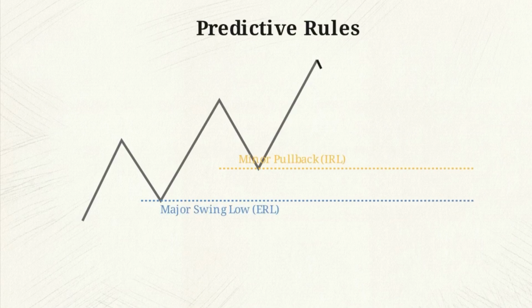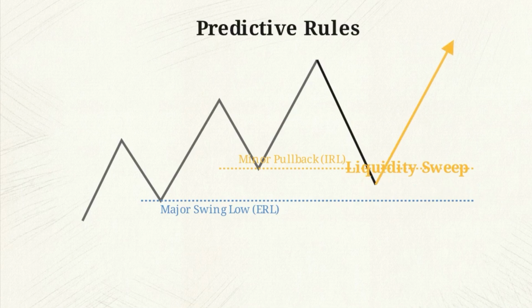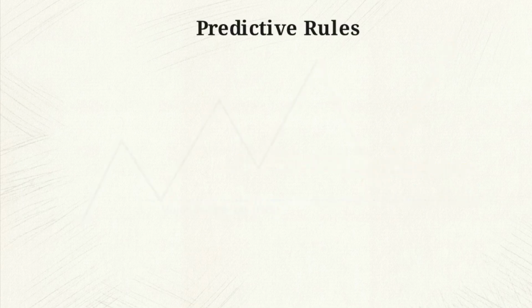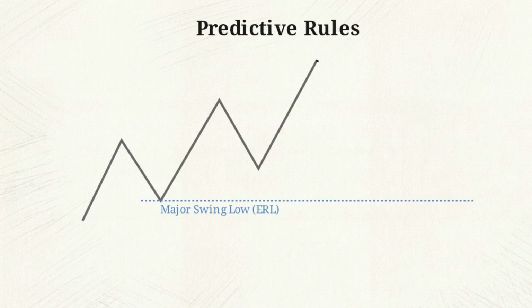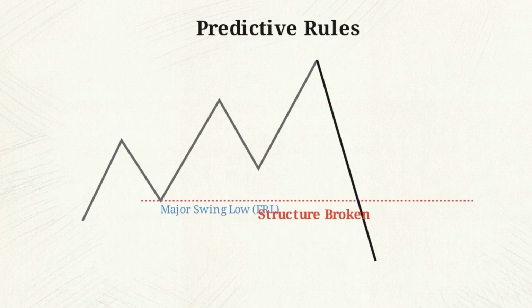This gives us our first predictive rule. When a bullish market dips to target internal range liquidity but stays securely above the main major swing low, expect a liquidity sweep. The price grabs those internal stops and immediately reverses back to the upside. Conversely, if the price targets external range liquidity by breaking completely through that main structural swing low, the primary structure is broken. Expect a liquidity run, where downward momentum continues uninterrupted.